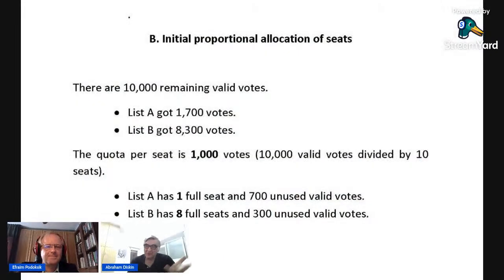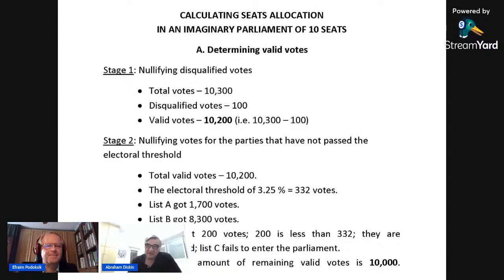The other votes which are not counted are votes given to parties or to electoral lists which didn't overcome the threshold, which, as you mentioned before, today is 3.25%. And in the example that you discussed, 3.25% is about 322 votes. If someone got less, in your example 200, the vote is valid, but it's not counted. You can't really take it into consideration.